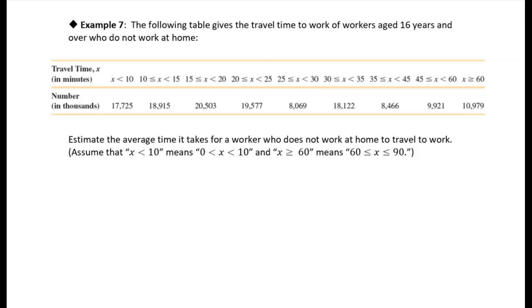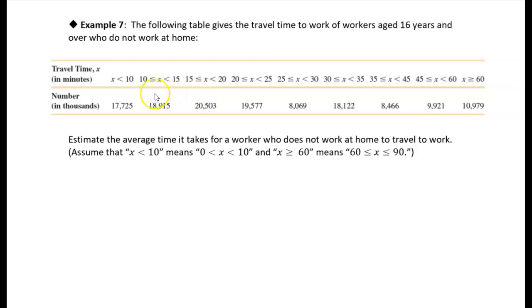All right, so this example is a little different than some of the others. In this example, we're given a table of travel times to work for workers age 16 and over who do not work at home. But the random variable is not finite discrete values.